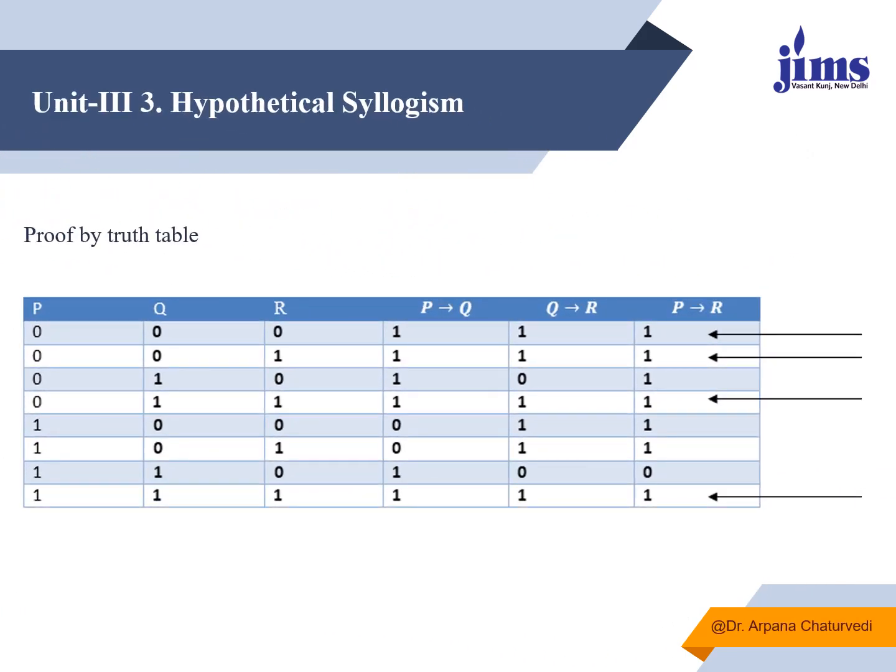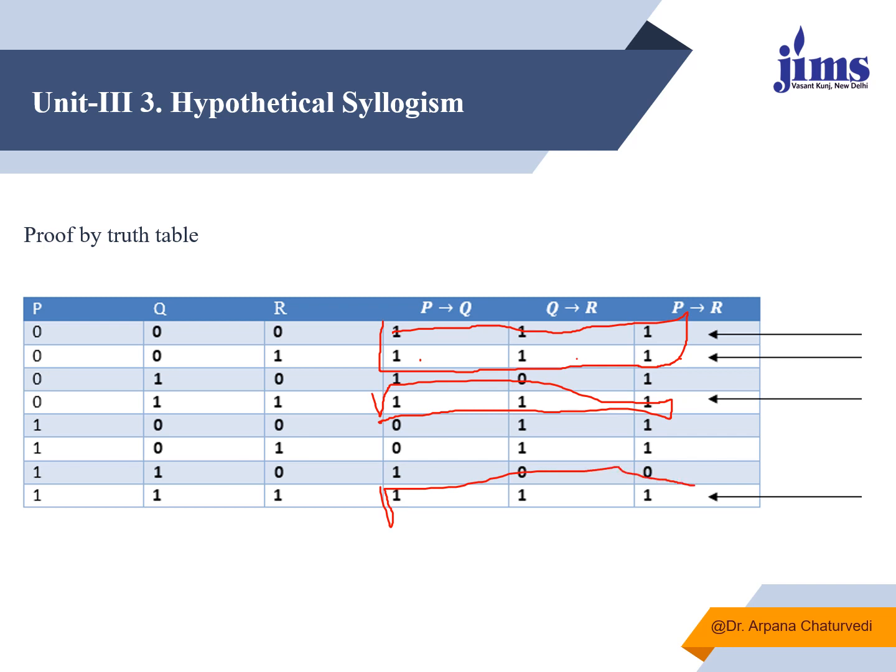This is the truth table for P, Q, R, wherein we have clearly shown that if P implies Q is true and Q implies R is true, then P implies R is also true. Similarly, see, in these places all three are true, and below. So these all are hypothetical syllogism.